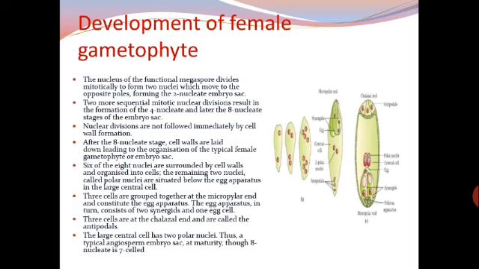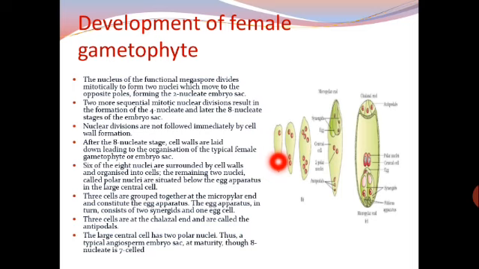The nucleus of the functional megaspore. In the previous slide, we have seen that 4 megaspores are formed, of which I told you 3 will degenerate and 1 remains functional. That one functional megaspore will divide mitotically to form 2 nuclei. So, here it has been shown. The megaspore will divide to form 2 nuclei which move opposite to each other, forming a 2 nucleate embryo sac.